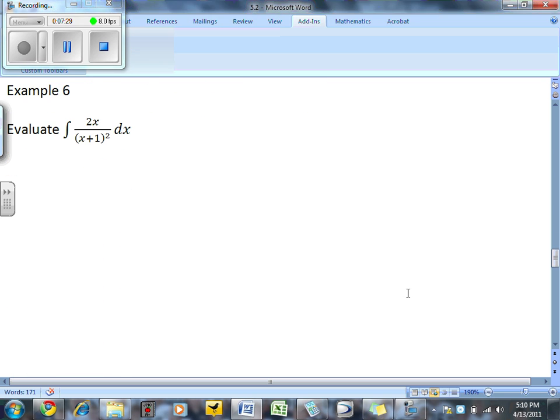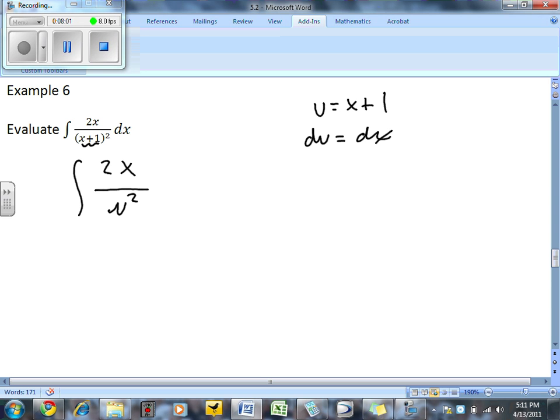Example 6. Evaluate the integral of 2x all over x plus 1 squared. Now, it appears to me that I have a function inside of a function, so we might be able to use a u substitution. Let's try that. Let u equal x plus 1. Then du equals dx, right? But we really haven't done too much, because we haven't canceled that x out. So we just have a u squared down there.